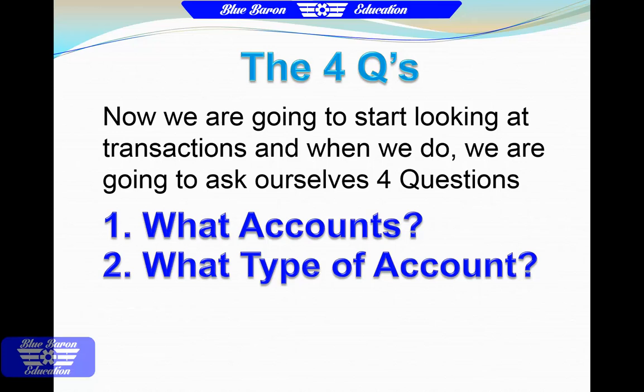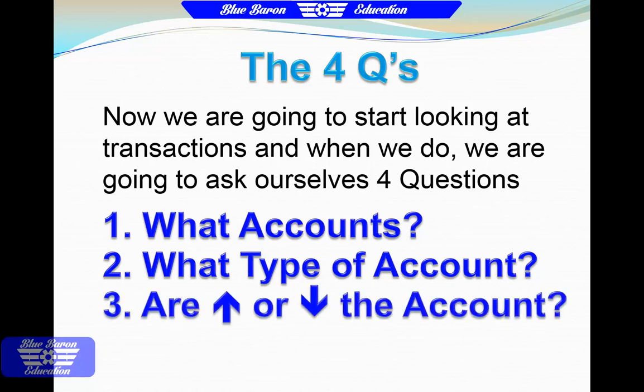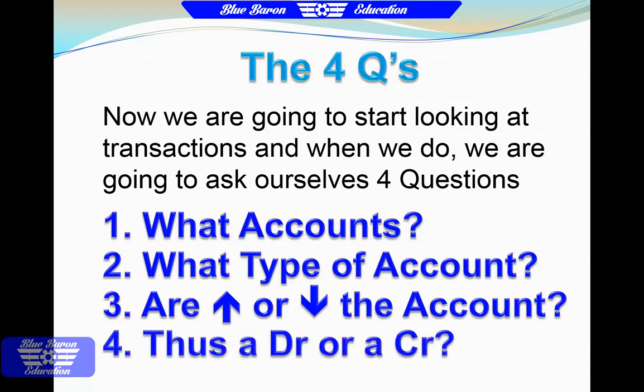Are they an asset? Are they a liability? Are they expenses? That's why it's so important that we know the definition of all of our 5 different types of accounts, so that we can do this second step. Are we increasing or decreasing the account? Do we have more because of this, or do we have less? And then based on that, knowing what type of account it is and whether we're increasing or decreasing, we can then work out which one is the debit and which one is the credit.